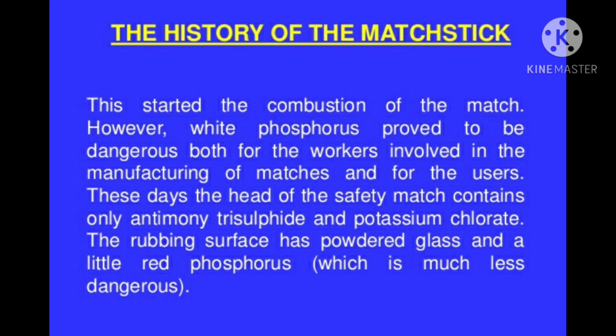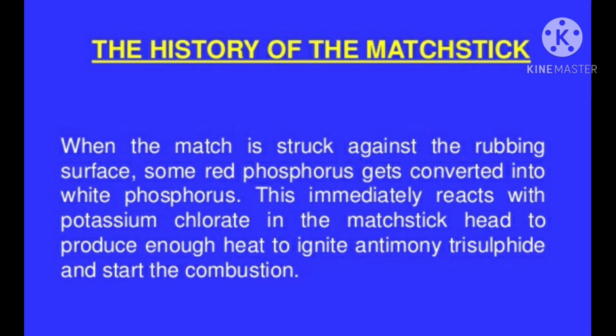The rubbing surface has powdered glass and a little red phosphorus. When the match is struck against the rubbing surface, some red phosphorus gets converted into white phosphorus. This immediately reacts with potassium chlorate in the matchstick head to produce enough heat to ignite antimony trisulfide and start the combustion.